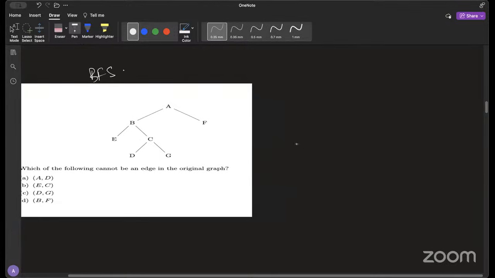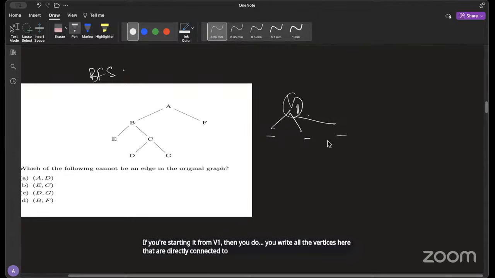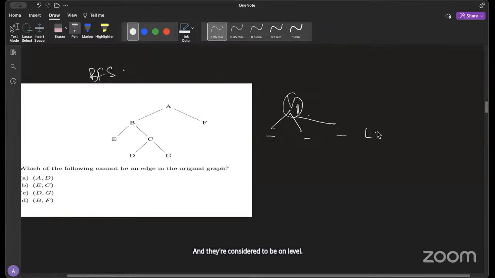Okay, ma'am. So to make a BFS tree, when you have been given a graph, you first take the vertex that you start your search with. So if you're starting your search from the vertex V1 or let's say V7, let's start from V1 only. If you're starting from V1, then you write all the vertices here that are directly connected to V1. They're considered to be on level 1 actually. The level numbers are not of importance.